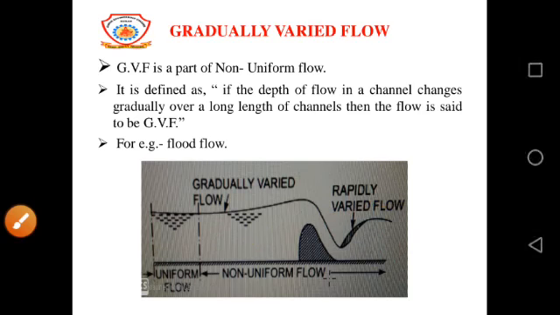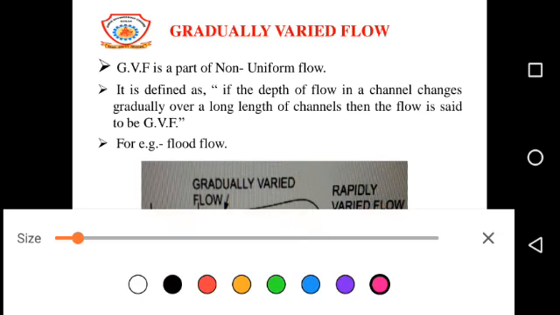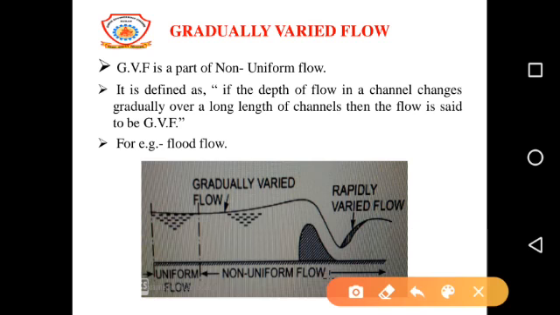Now, what do you mean by gradually varied flow? Gradually varied flow क्या होता है? Gradually varied flow is basically a part of non-uniform flow. As we have discussed earlier, non-uniform flow are basically of three types: GVF, RVF, and SVF. Now, GVF is defined as if the depth of flow in a channel changes gradually over a long length of channel, then the flow is said to be GVF.